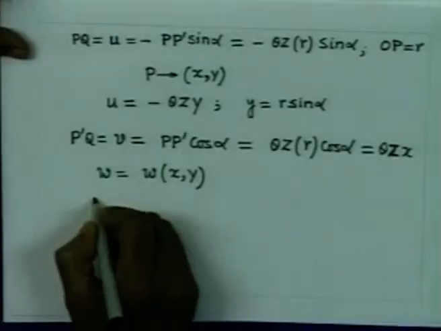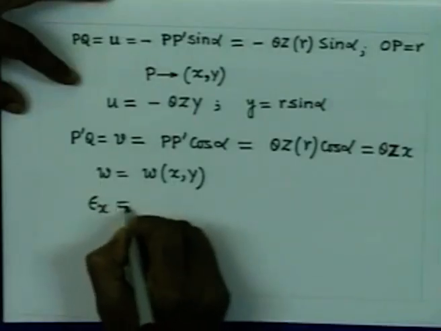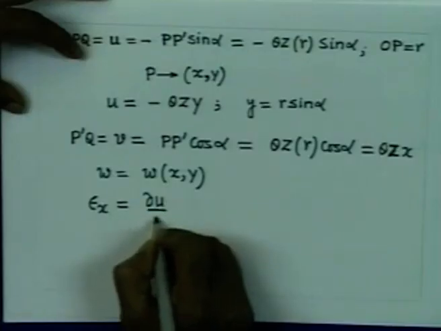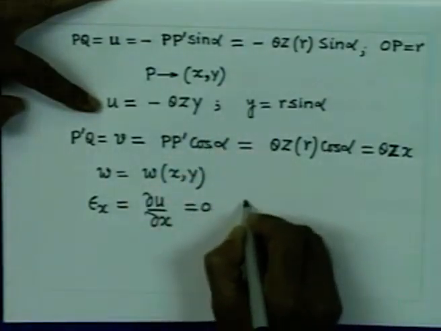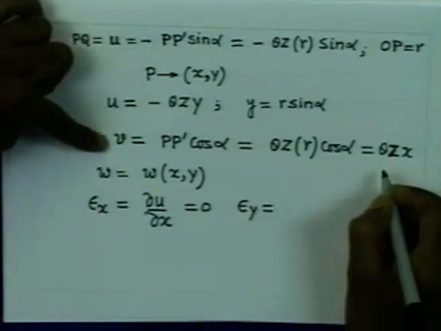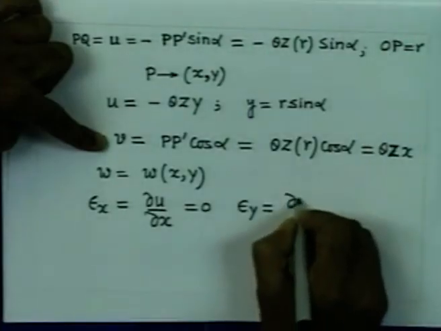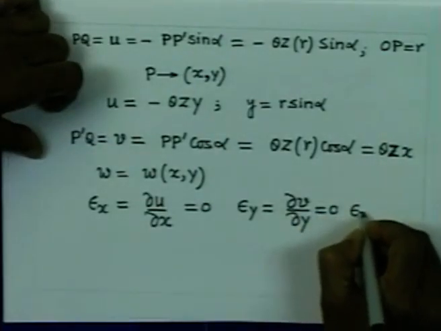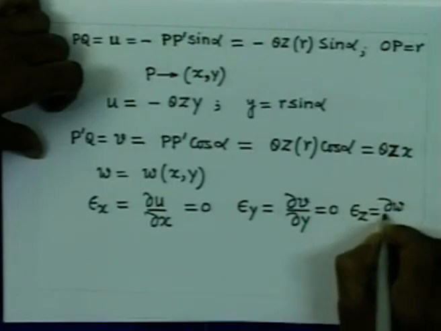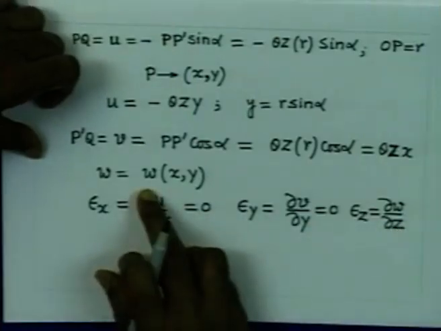So, if we now consider the strains, epsilon x is delta u delta x, and since u is independent of x, that becomes 0. Similarly, epsilon y, which is nothing but delta v delta y, v is independent of y, so therefore again delta v delta y is equal to 0, and epsilon z, the strain in the z direction, which is delta w delta z, this is a function which is independent of z, and therefore this is equal to 0. So, what we find is that this deformation is taking place in such a manner that the 3 normal strains are 0. Now, let us consider the shear strains.